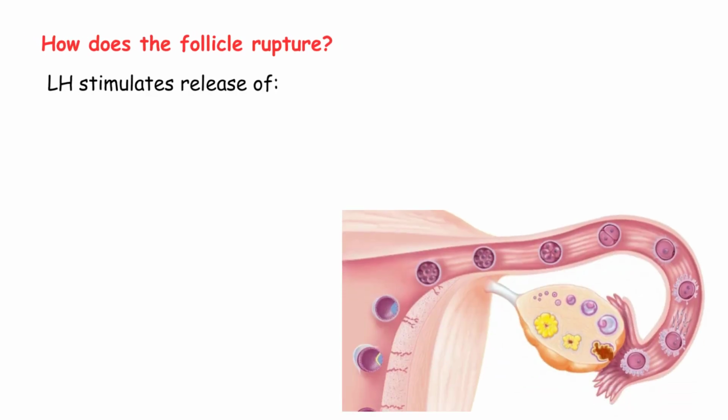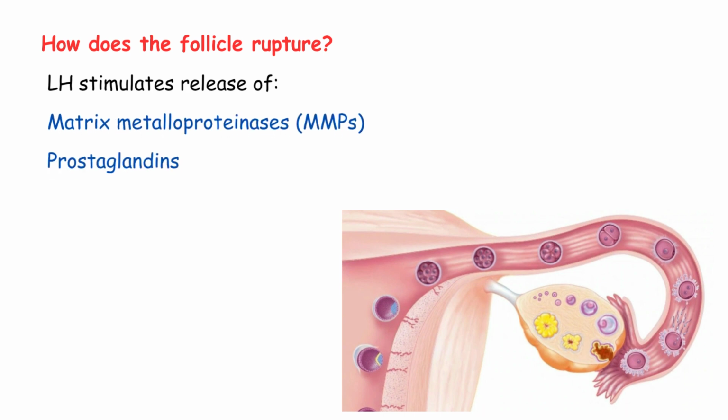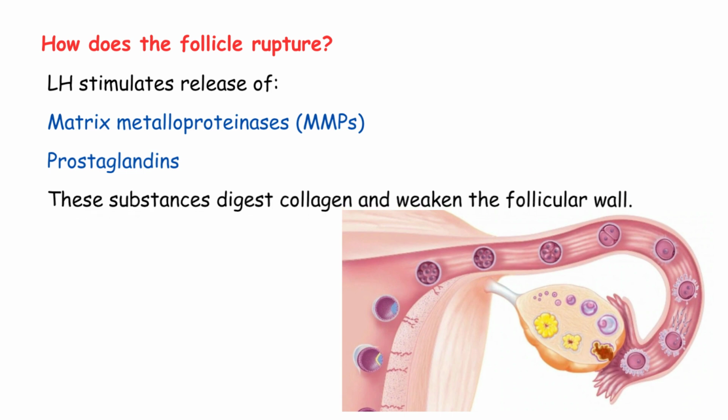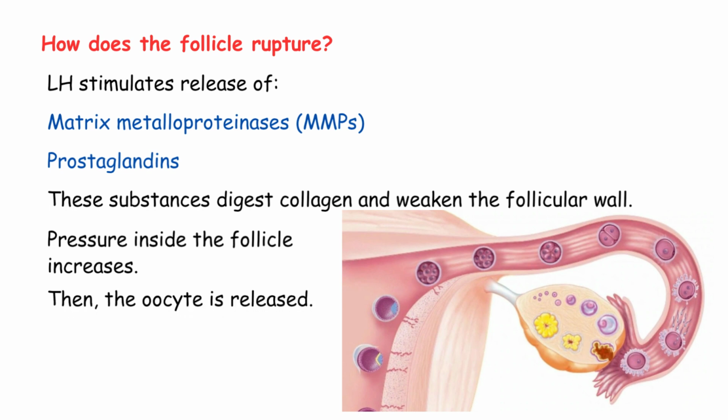How does the follicle rupture? LH stimulates release of matrix metalloproteinases, MMPs, and prostaglandins. These substances digest collagen and weaken the follicular wall. Pressure inside the follicle increases. Then the oocyte is released. This is why NSAIDs, which block prostaglandins, can delay ovulation.